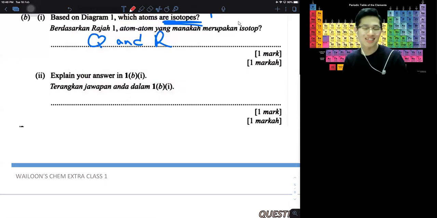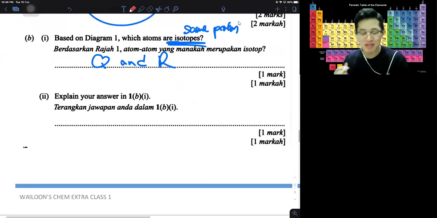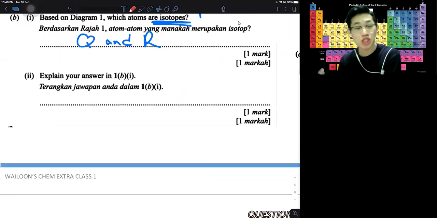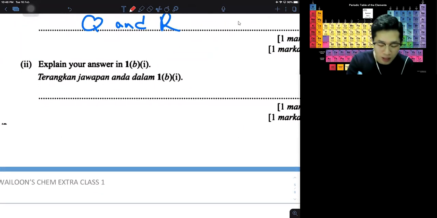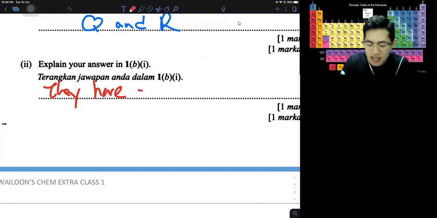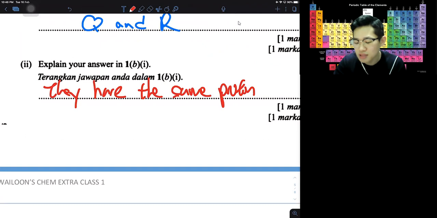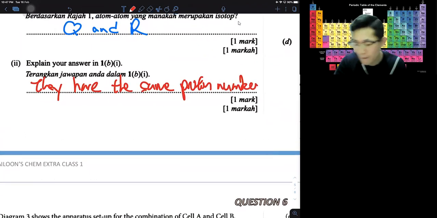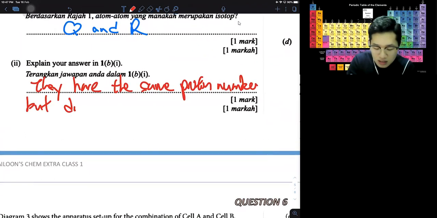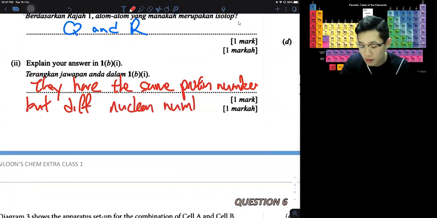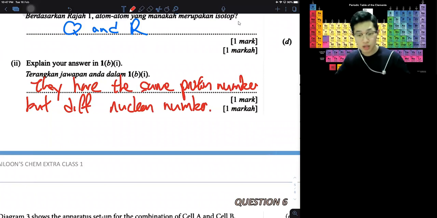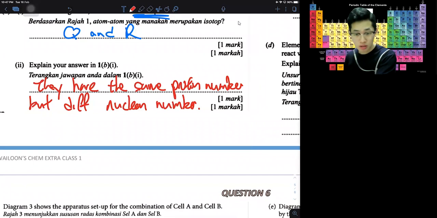Okay, explain your answer in V1. So when I ask you why is it isotope, you give the definition. Because they have the same proton number but different nucleon number. Okay, I skip. That's all. You can also say same number of proton.